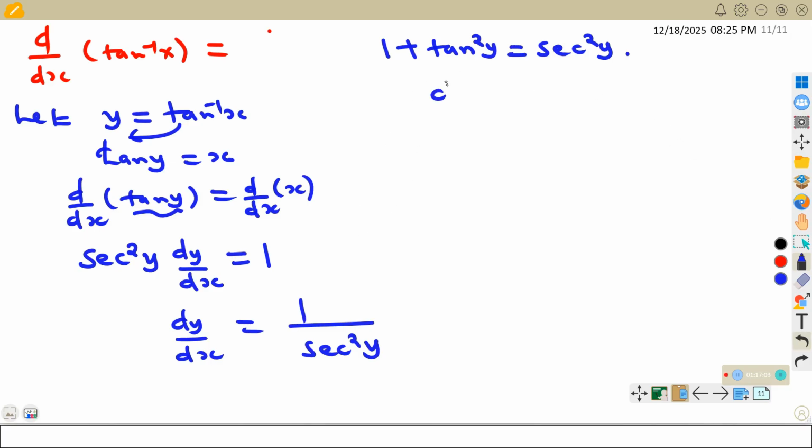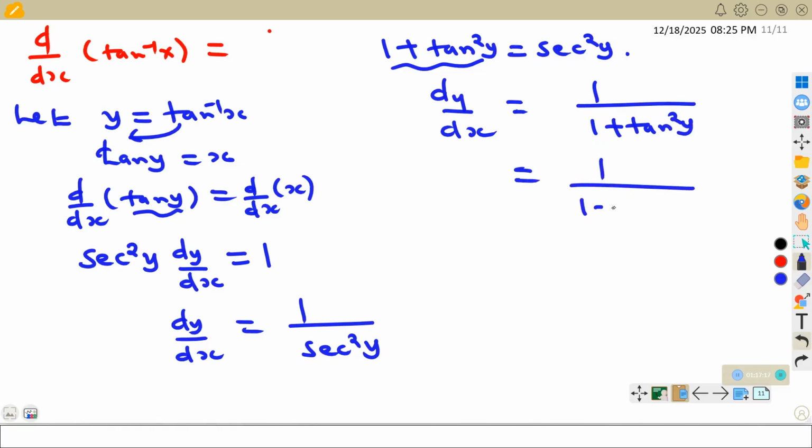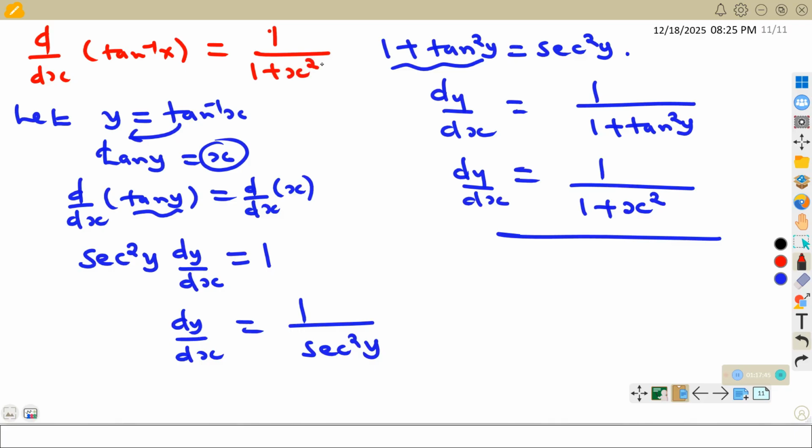So I want us now to have dy dx as 1 divided by sec squared. Sec squared we have seen is 1 plus tan squared of y. We have already seen that tan of y is equal to x, so this will be x squared. So dy dx is equal to 1 divided by 1 plus x squared. In other words, whenever you differentiate tan inverse of x, you get 1 over 1 plus x squared. So that is how we differentiate inverse trig functions.